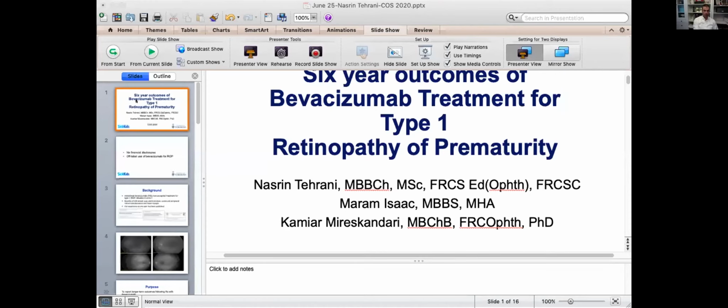I'd like to introduce Dr. Nazrin Tarani, who's speaking next. Her topic is the 6-year outcomes for bevacizumab treatment for type 1 ROP.